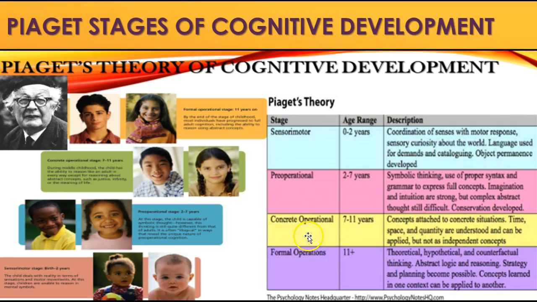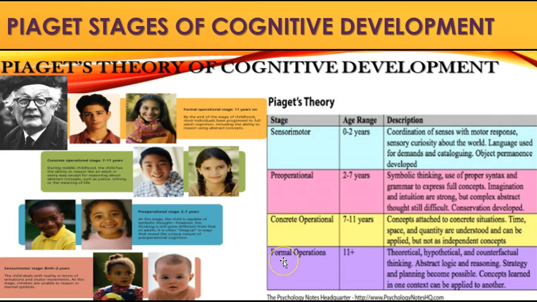Then the next stage, he says children progress through, is the concrete operational stage, which is from age 7 to 11 years. Here he says that they have concepts attached to concrete situations such as time, space, and quantity are understood and can be applied, but not as independent concepts. In other words, they have to see it, they have to touch it, they have to manipulate it. That is the concrete operational stage.